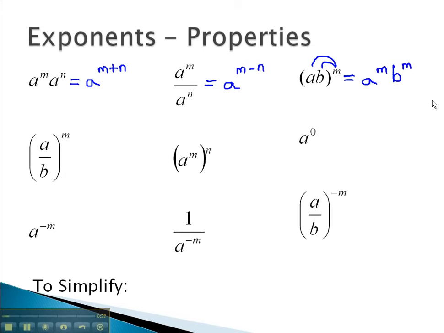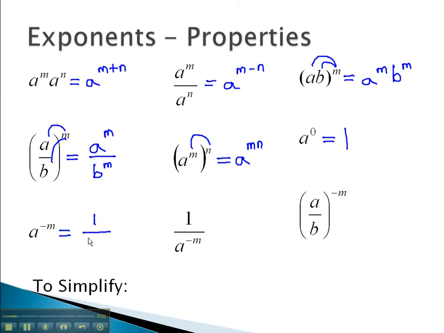Again, noting that this only works if there is no adding or subtracting. Power of a quotient, again going on to each factor, a to the m over b to the m. And the power of a power says the exponents multiply together, giving us a to the mn. Anything to the 0 is always 1, as this means the factors have divided out.